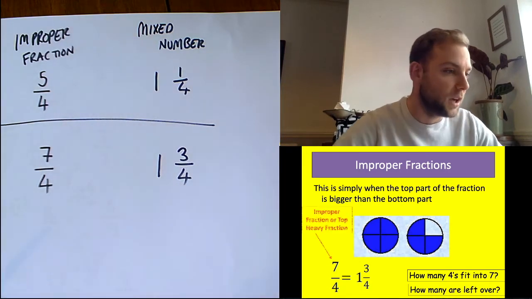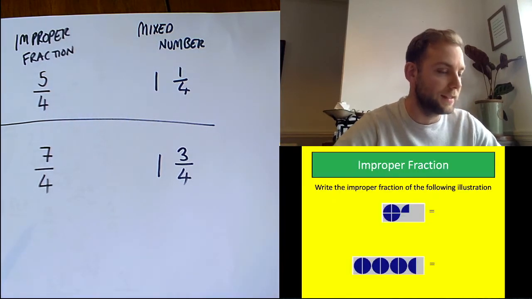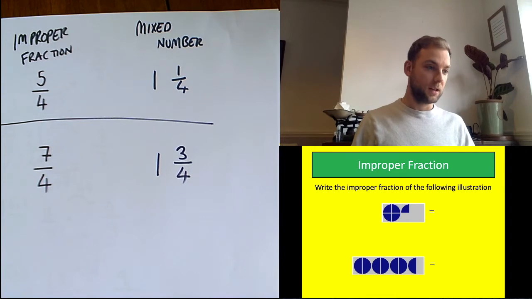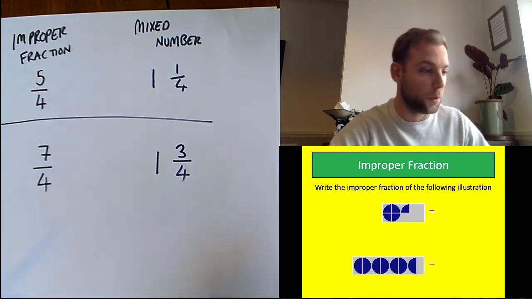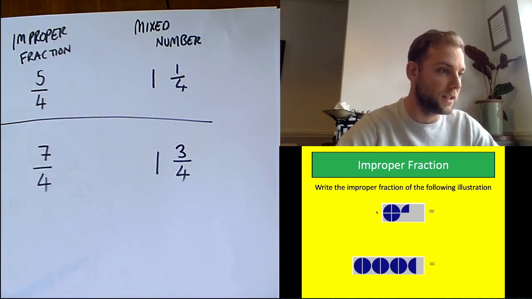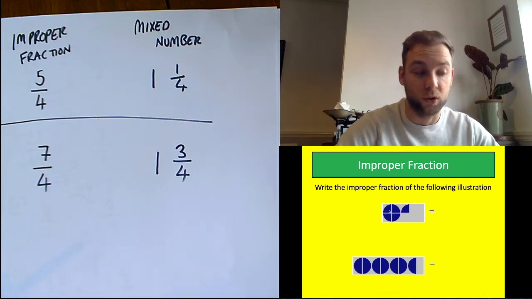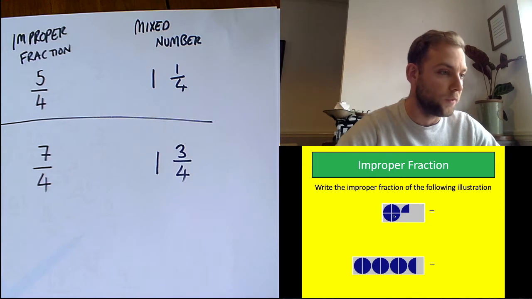Okay, so let's have a look at these ones here. Now, actually, that first one is exactly the same as the one at the start, isn't it? I've split it up into 4s or quarters, and I've got 5 out of 4, or I've got 1 whole and 1/4 left over there.